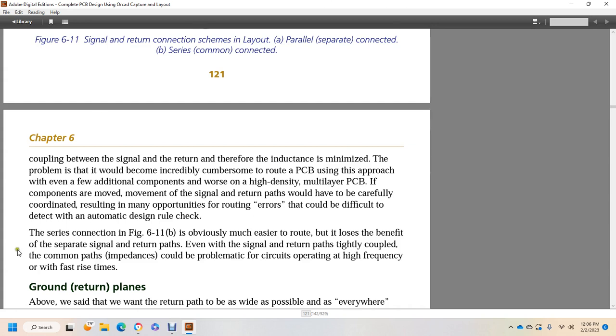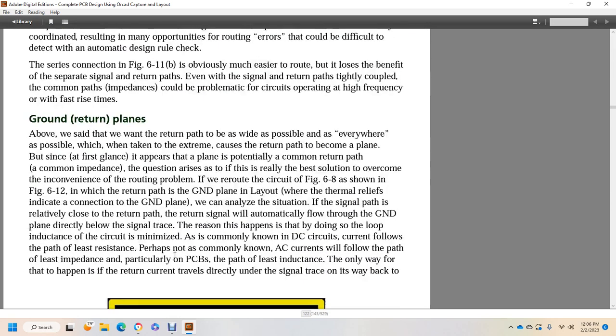The series connection, 6.11B, is obviously much easier to route, loosely, with the benefit of a separate signal return path. Even with the signal return path slightly coupled with the common path, the impedance could be problematic for circuits operating at high frequency or fast rise times.